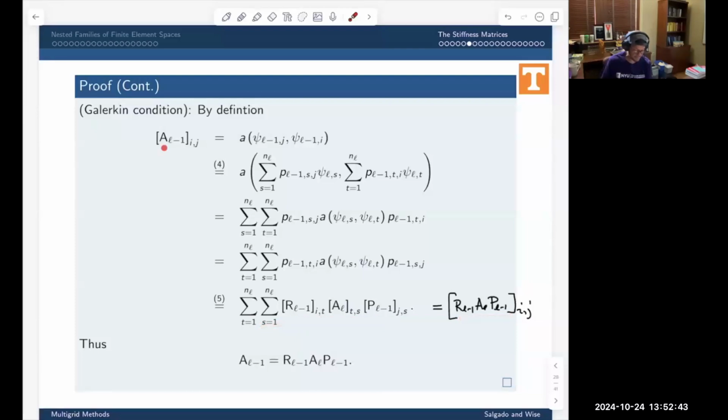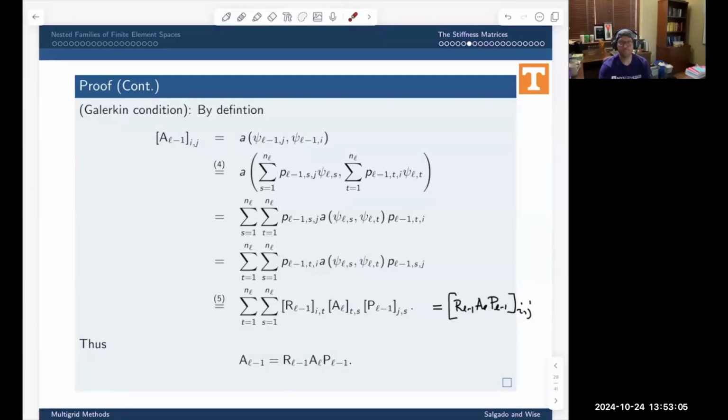But that says that the two elements that we're comparing, if the IJ entries match up, then the matrices must be the same inside those brackets. So AL minus 1 equals RL minus 1 AL PL minus 1. AL minus 1, in other words, satisfies the wrap condition, also known as the Galerkin condition, and we are done.